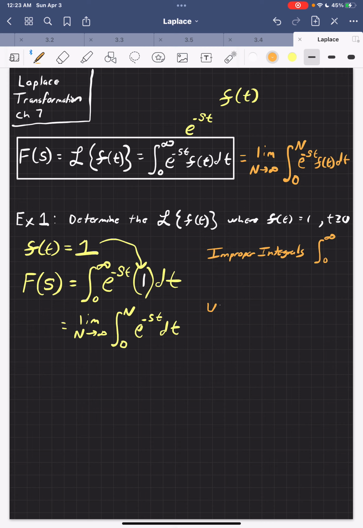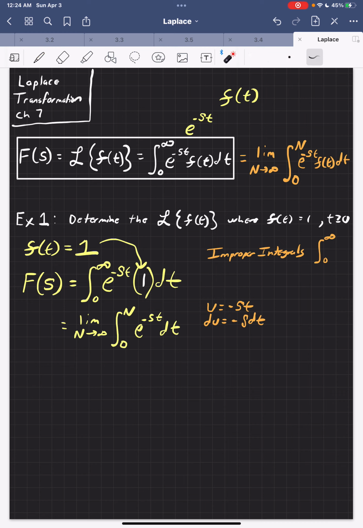We're just going to define u to be negative st, and of course du is going to be, I have a hard enough time distinguishing between s's and 5s with a pencil, but it's going to be even harder with a stylus, so I'm going to do my best. If you take the derivative of u with respect to t, you just get negative s dt.